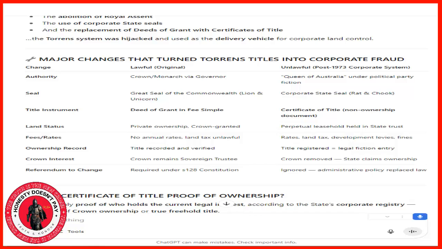Ownership record: title recorded and verified, versus title registered equals legal fiction entry. Crown interest: Crown remains sovereign trustee, versus Crown removed, state claims ownership. Referendum to change, required under S128 of the Constitution. Ignored. Administrative policy replaced law.